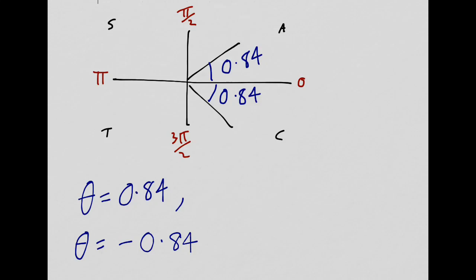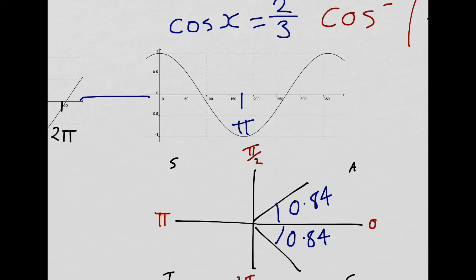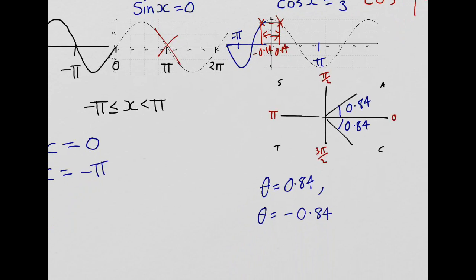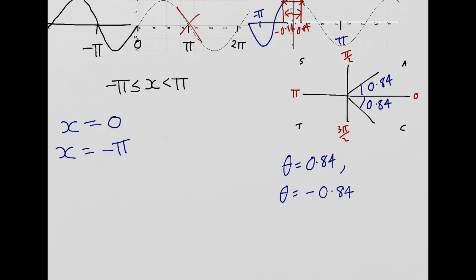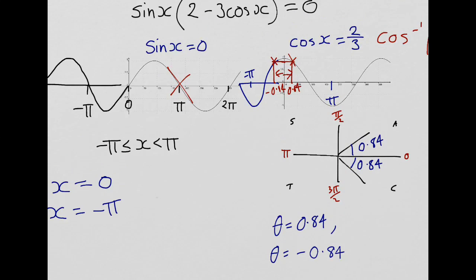Okay, so just have a look back at our sketch and just show the similarities between the cast diagram and the cosine curve. So we're looking between pi and minus pi, and we want values where y is equal to 0.84. So 0.84 is about there. So it's going to be that value there and that value there. That one gave us 0.84, so that one there is also going to be minus 0.84. Okay, so our four solutions to that, we get 0, minus pi, 0.84, and minus 0.84.